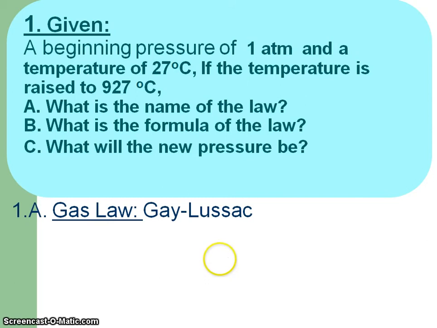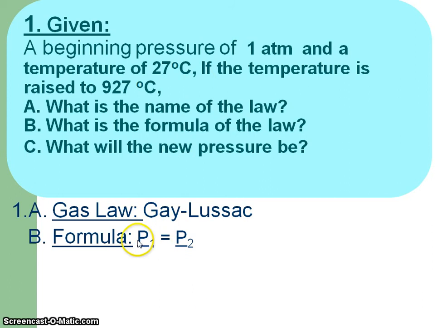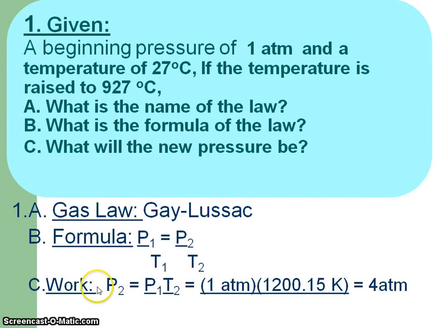Here we go. It is Gay-Lussac's law because volume is held constant. Volume is not mentioned. The formula is P1 divided by T1 equals P2 divided by T2. And if you work it out, you end up with 4 atmospheres. So, give yourself 1 point for Gay-Lussac's, 1 point for formula, and 2 points for working it out. So a total of 4 points. Not a lot, but it's okay.